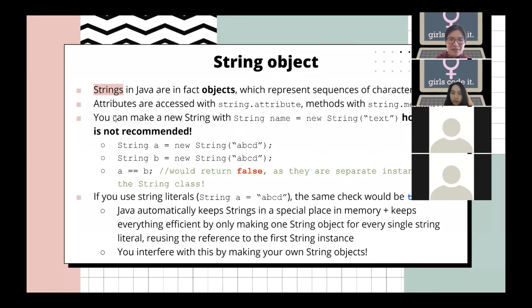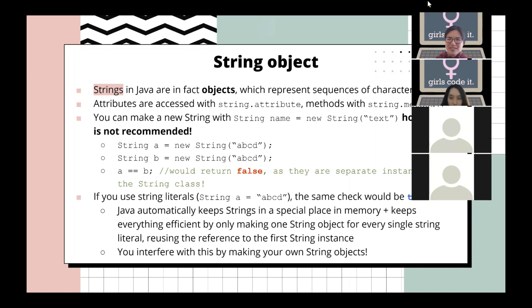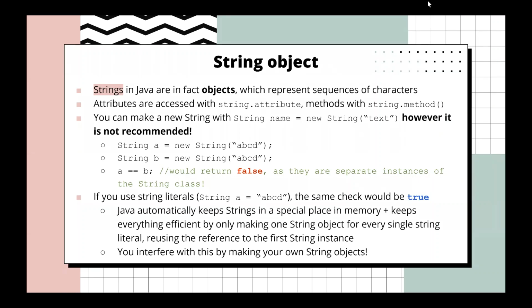All right, so next we can talk a little bit about specific objects and classes that you can use in Java. The first one, the most common one, is string objects. Strings are objects, and they basically are a sequence of characters. So words. You can access their attributes using string.attribute, and you can access the list of methods using string.method.